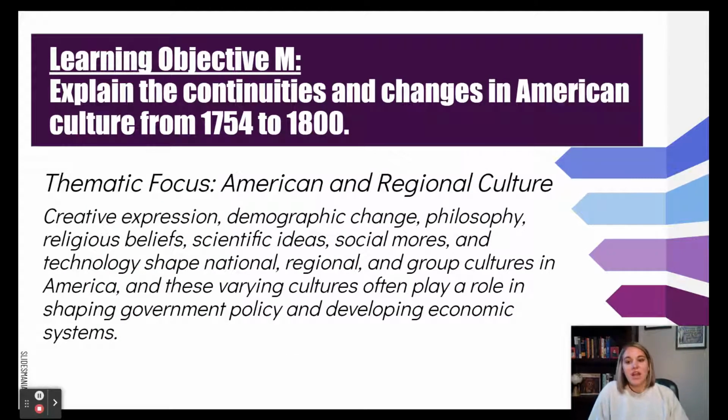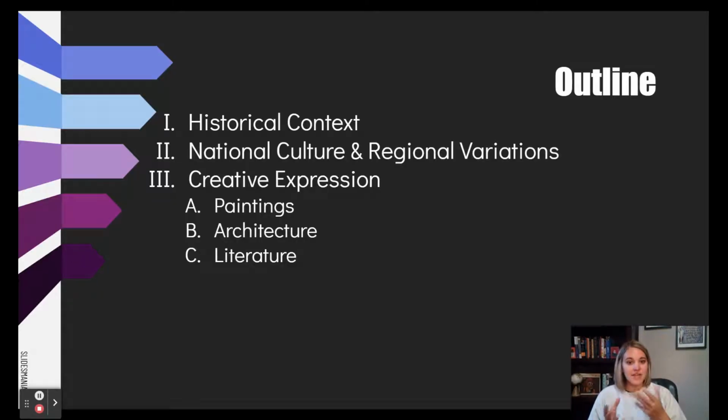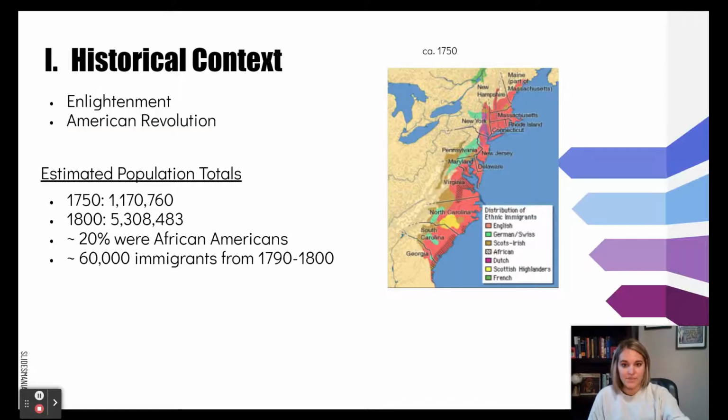We want to stay focused here on the learning objective, which states to explain the continuities and changes in American culture from 1754 to 1800. So we're going to be discussing new forms of national culture and the regional variations, as well as the creative expression of the time period, looking at art, literature, and architecture. And so that's really the outline that we're going to follow. This is one of the more basic outlines. We'll just get right through each of these main points.